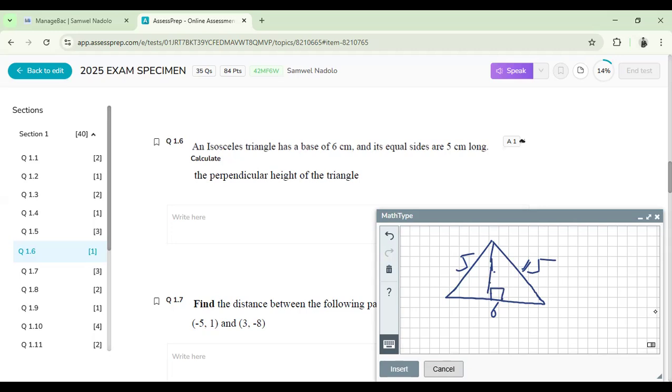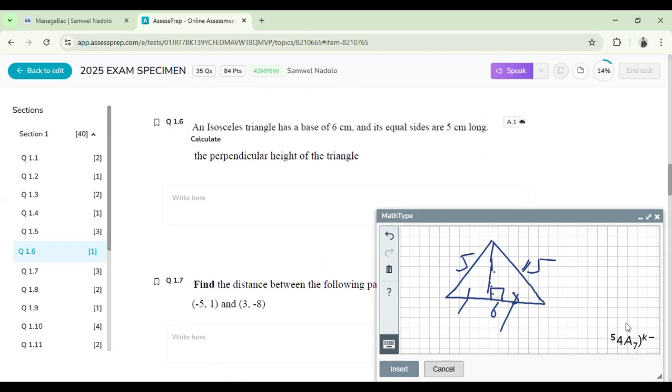So in this case, we are using Pythagoras theorem again. So this height will divide this base into 2. So this will be 3, and also this side will be 3. So we just need to use one side of the triangle to get the height. So we will do a squared plus b squared is equal to c squared. So we have 3 and 5. That is what we are going to transfer on this other side.